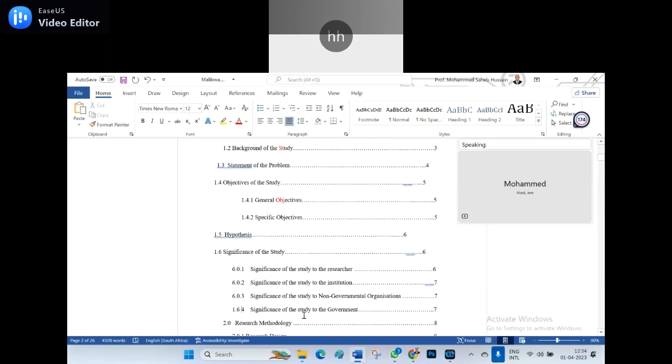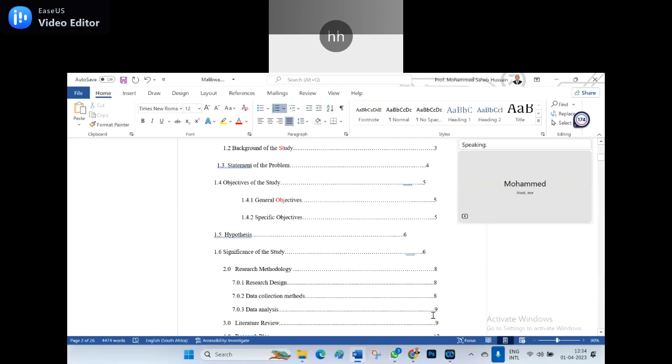Again, the significance of the study to the researcher, no. I don't know why you write significance of the study to the researcher, significance of the study for the institution. No. Don't write all those. Remove all those things. Not only significance of the study, enough. Not the breaking. So remove all those things.